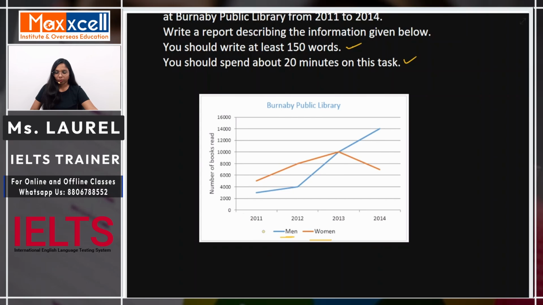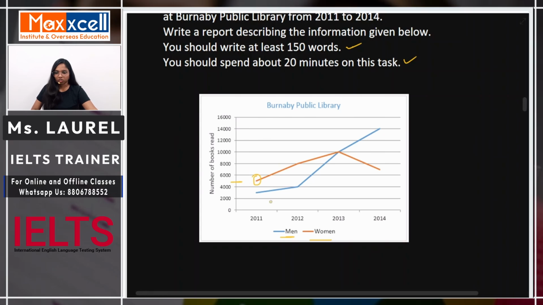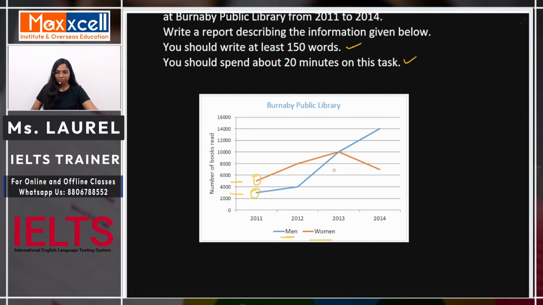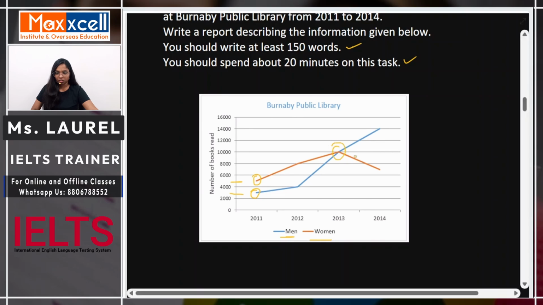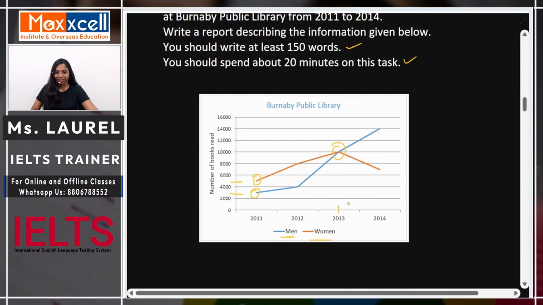Here we can see in 2011 we have the starting point here for women, which is around 5,000, so in between, so it will be somewhere around 5,000, and then for men here is the starting point, it's around 3,000, right? So these are how we identify the numerical data and the main point. Then apart from that, we see here both the numbers are the same. Okay, they are coincident here, so we can see that this was in 2013, and apart from that we also see this blue line.